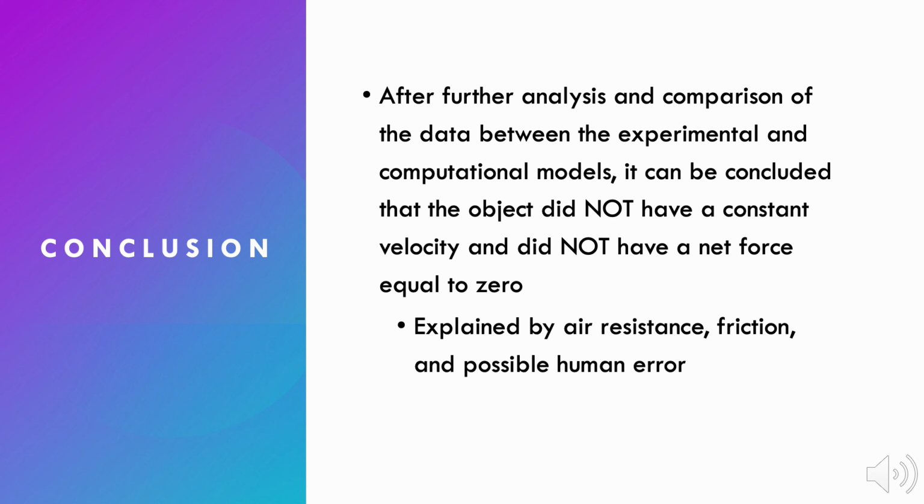After further analysis and comparison of the data, it can be concluded that the object in our experimental method did not have a constant velocity and did not have a net force equal to zero. This could be explained by air resistance, friction, and possible human error, like how our object was not completely round, or that measuring could have been off.